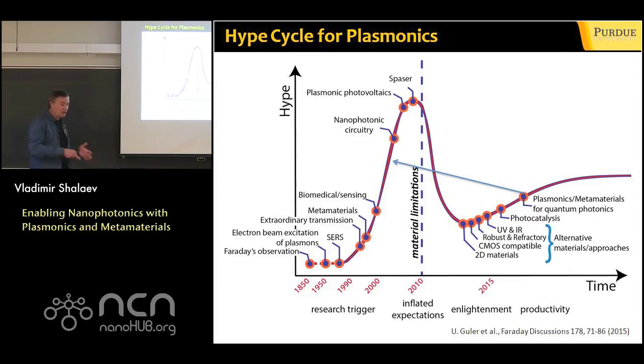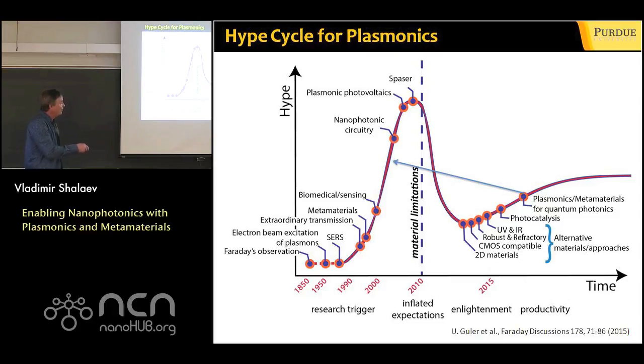Metamaterials, this notion that you could design and engineer optical properties by changing geometry and sizes of structures, played an enormously important role. All this biomedical sensing, nanophotonic circuitry, I told you, this is one of the most important driving forces to process information faster on a chip. Plasmonic photovoltaics, already mentioned, all of that was this exponential increase.